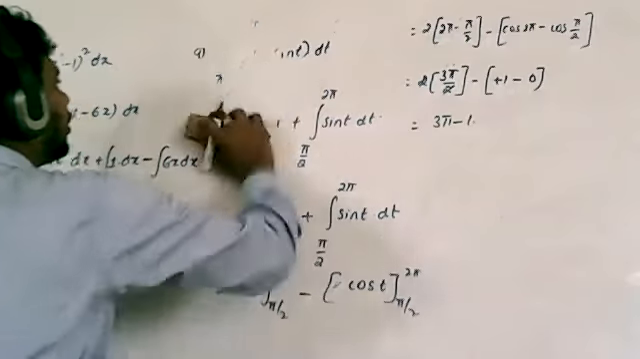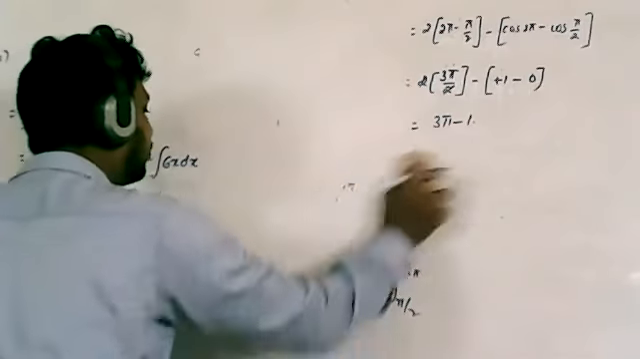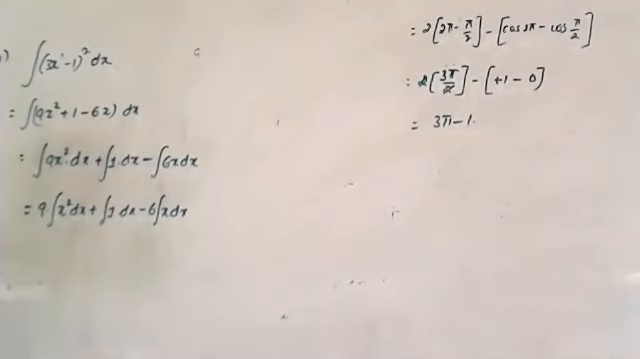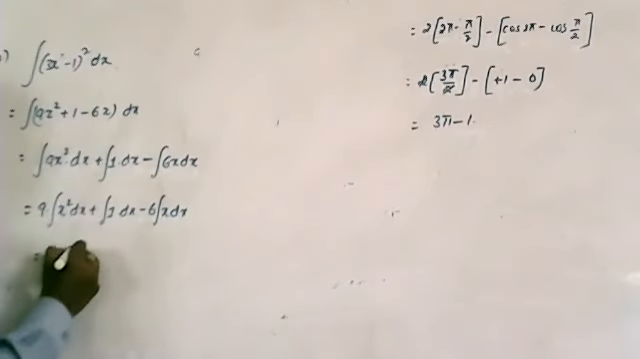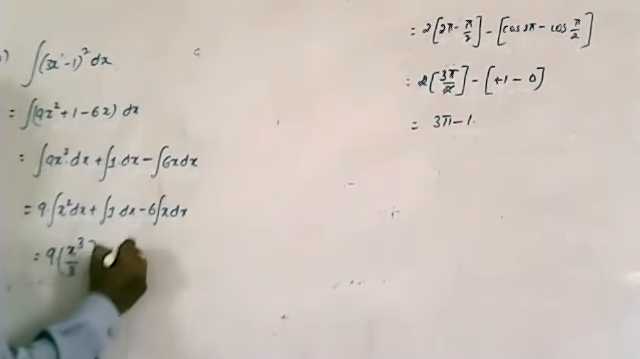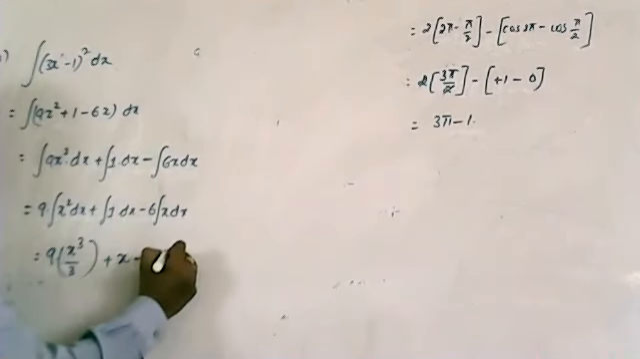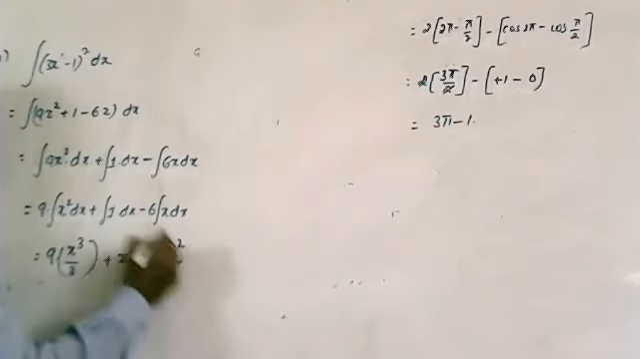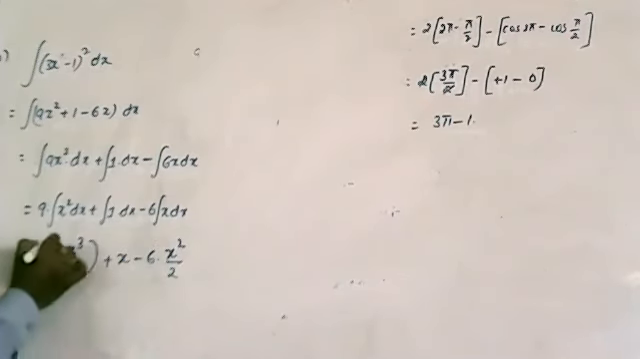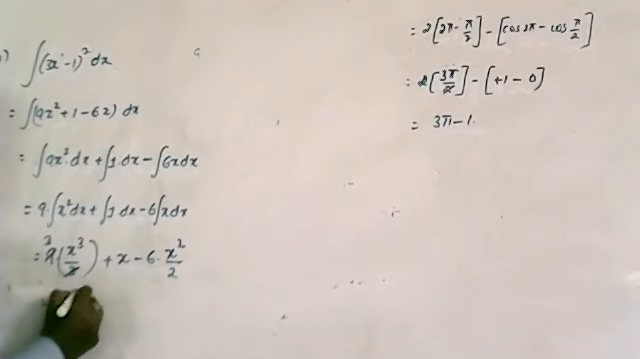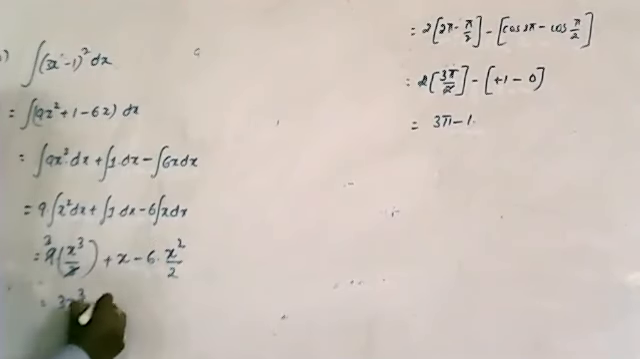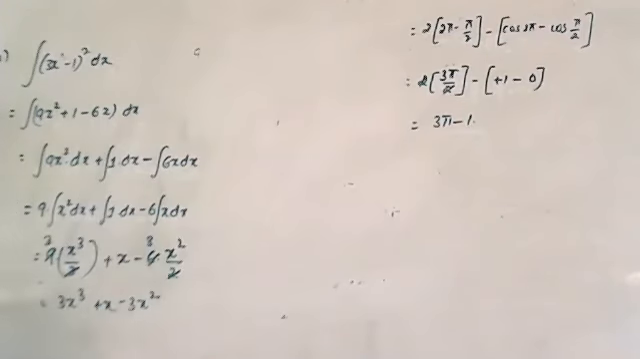If you remember the integration formulas, we bring the constant out of the integration. So what is this value? 9 into x square dx, that is x cube by 3, plus integration of 1 dx, that is x, minus 6 into integration of x dx, that is x square by 2. Now cancel: 3 ones are 3, that is 3x cube plus x, and 2 threes are 6, that is minus 3x square. So this is the answer.